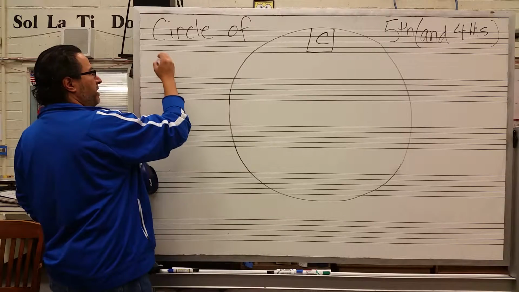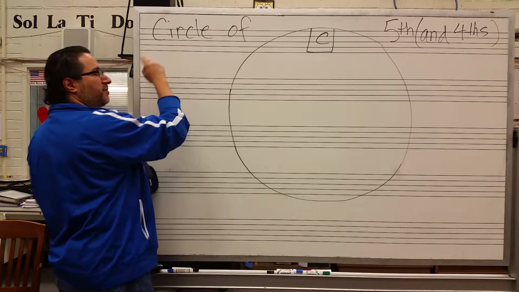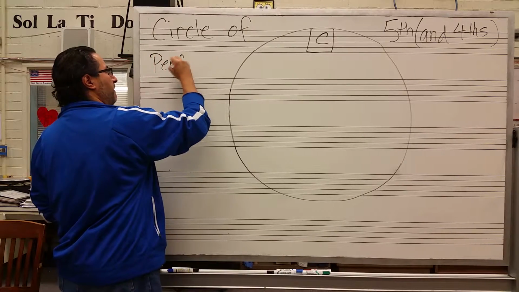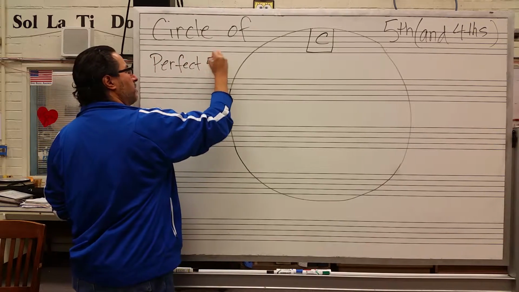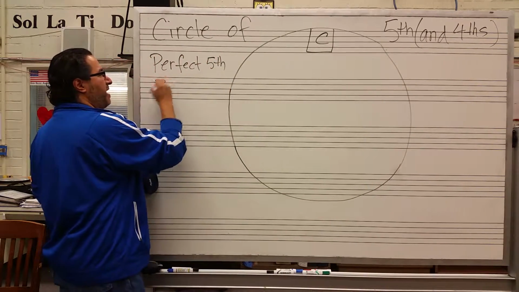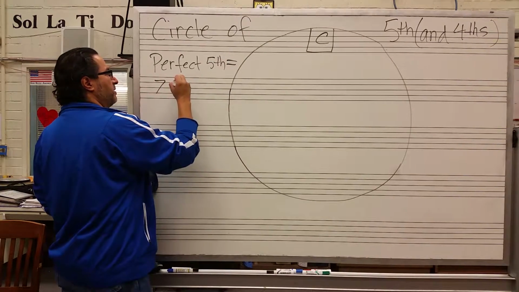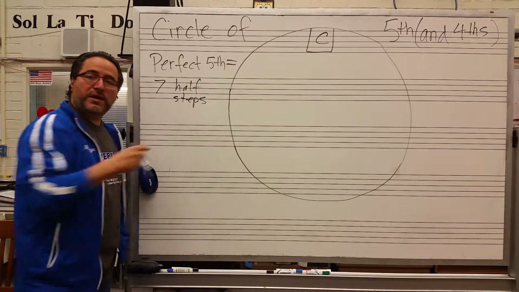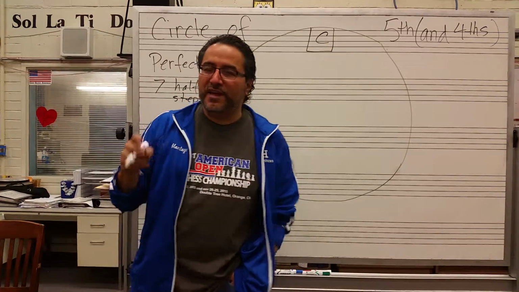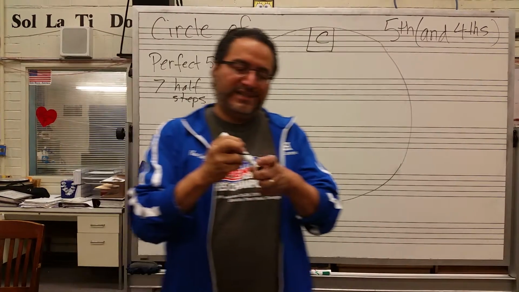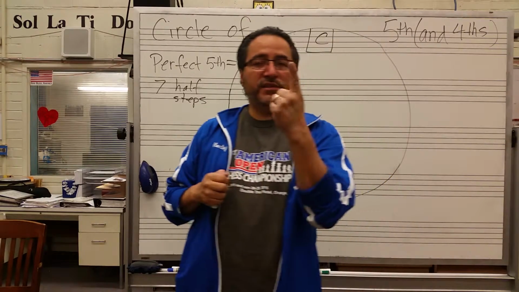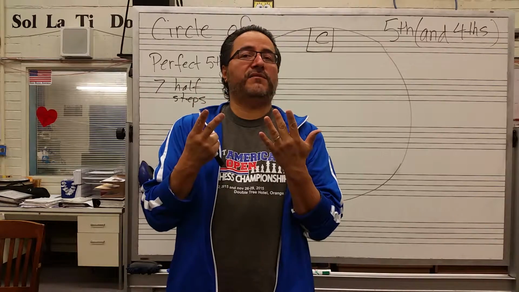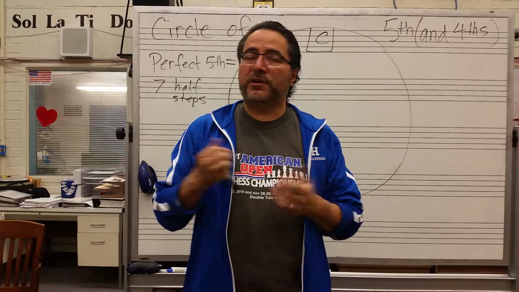A fifth, what we call a perfect fifth, there's different kinds of fifths, but a perfect fifth is 7 half steps in the chromatic scale, which we've already studied. The 7 half steps. So if I start on C, and I go to C sharp, D, D sharp, E, F, F sharp, G, I got 7 half steps. C to G then is what we call a perfect fifth.